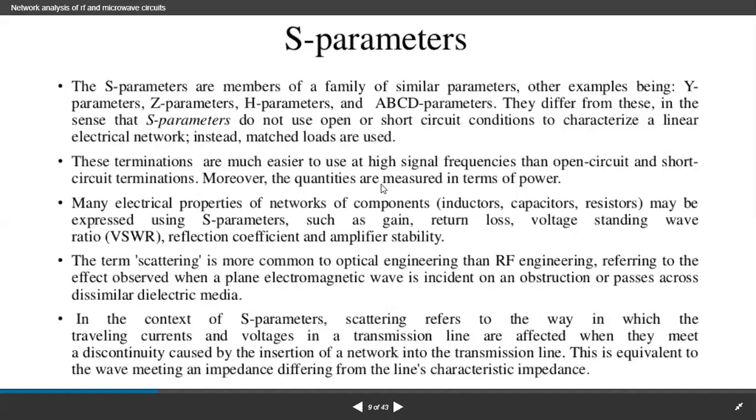The quantities here are measured in terms of power. Certain electrical properties of networks and components, such as inductors, capacitors and resistors, can be expressed using S parameters, such as gain, return loss, voltage standing wave ratio, reflection coefficient and amplifier stability. For low frequency, how do you make use of inductors, capacitors and resistors?